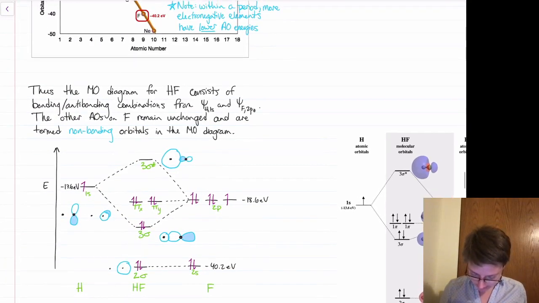We could also go ahead for HF and calculate a bond order, and the reason that it's helpful to do this is because this is our first time seeing non-bonding orbitals, and it's important to note that non-bonding orbitals do not contribute to our bond order calculation. So the bond order for HF would be 1/2 times 2, the number of electrons in bonding orbitals, minus 0, because there are no electrons in this case that are present in anti-bonding orbitals. And that gives us a bond order of 1, which matches what you would expect to see based on your Lewis structure for HF.